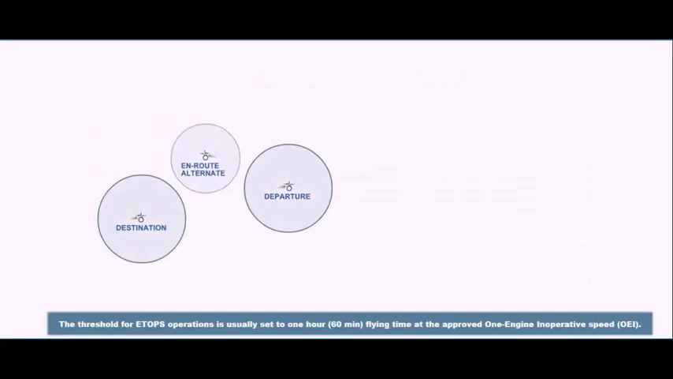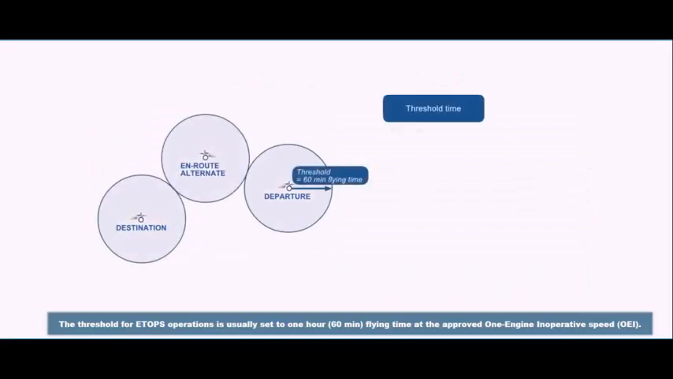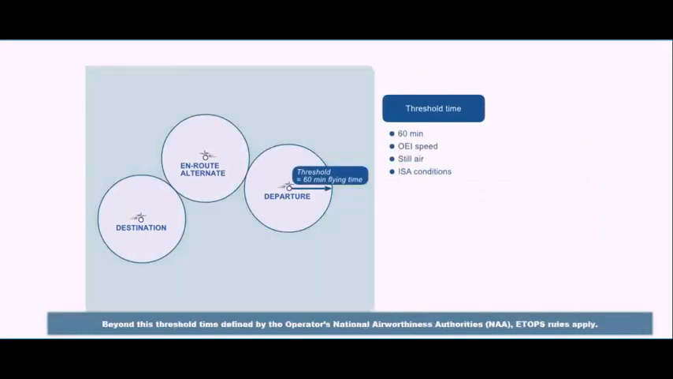The threshold for ETOPS operations is usually set to 1 hour flying time at the approved one-engine inoperative speed, OEI. Beyond this threshold time, defined by the operator's national airworthiness authorities, NAA, ETOPS rules apply.